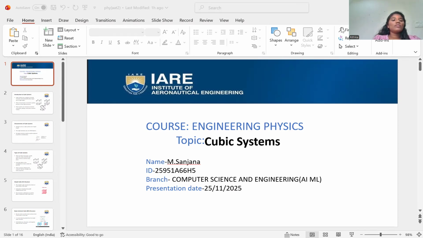Face-centered cubic (FCC). This system has one atom at each corner and one atom in the center of each of the six faces of the cube. This gives a net total of four atoms per unit cell. This is a very common structure of metals like copper, gold, and silver because it allows a very efficient packing fraction.